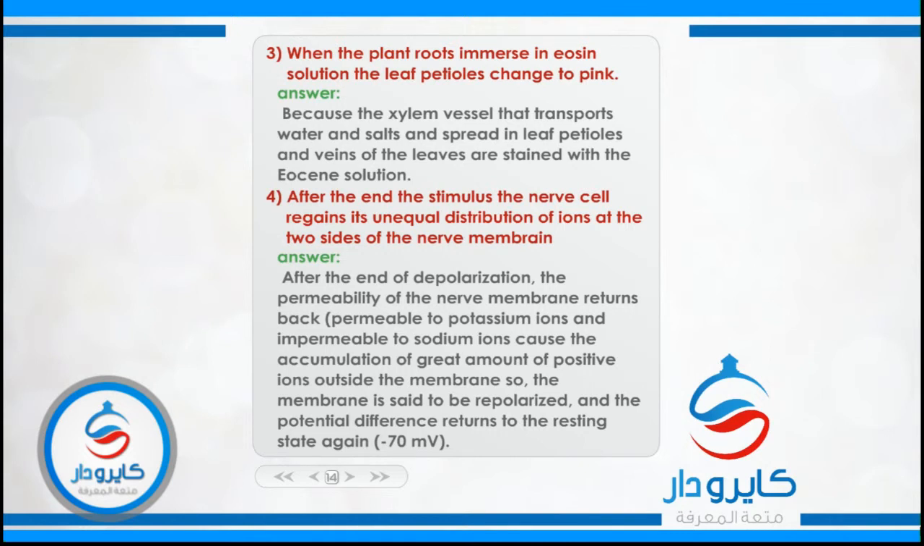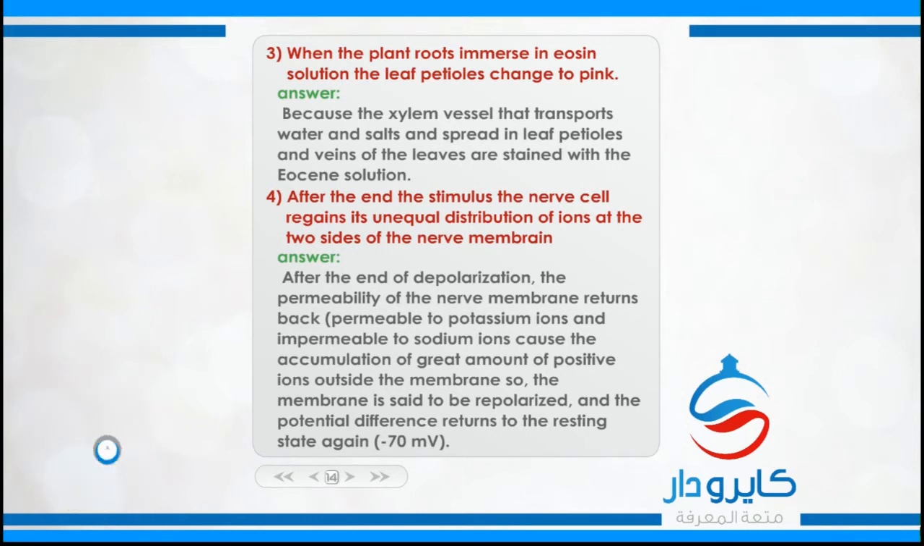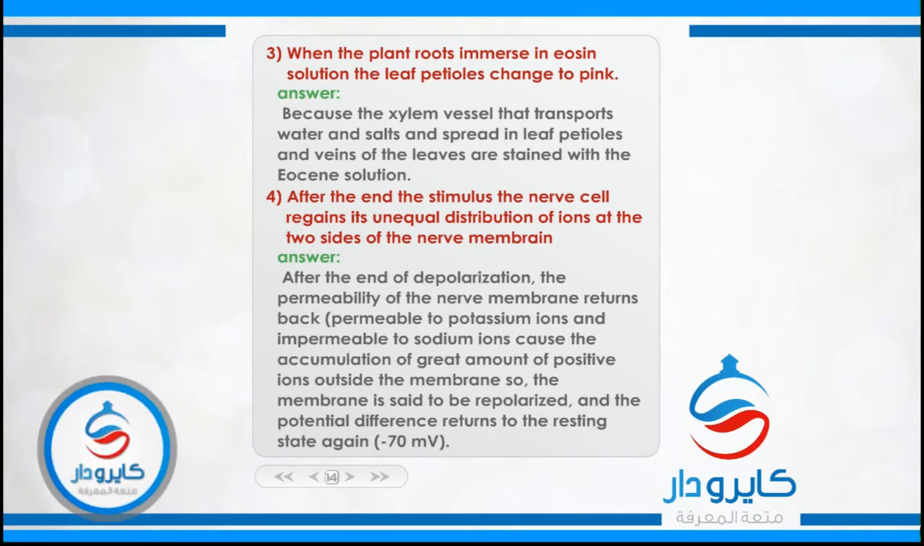That moves the positive potassium ions from inside to outside, and the selective permeability of the membrane can move the potassium ions from inside to outside 40 times more than the sodium ions from outside to inside. That increases the accumulation of positive ions outside, and it changes the state from the depolarization state at the potential difference of positive 40 millivolts into negative 70 millivolts, which is called repolarization after the stimulation. The next part.